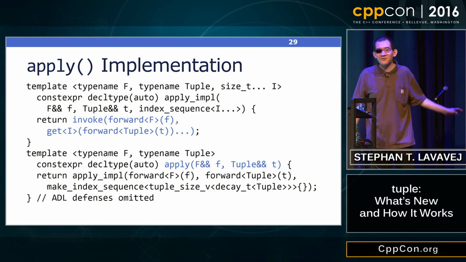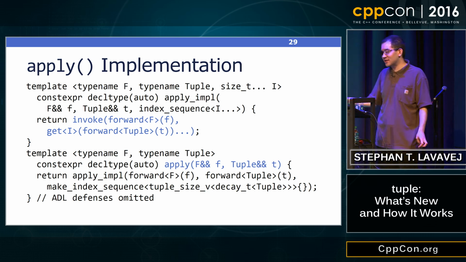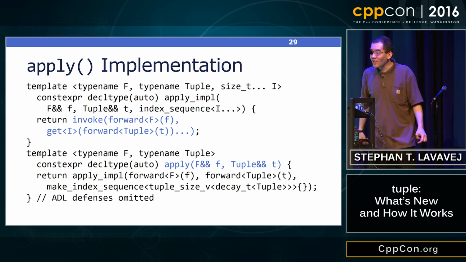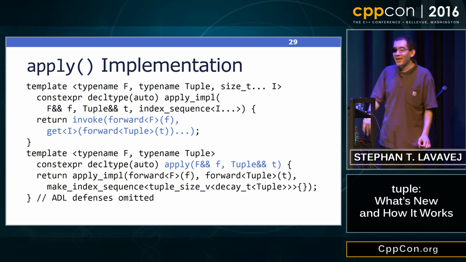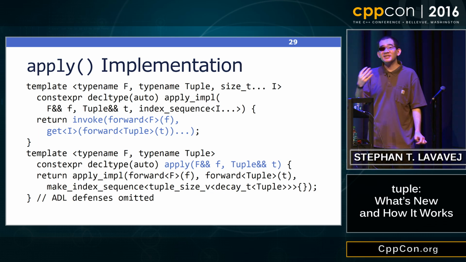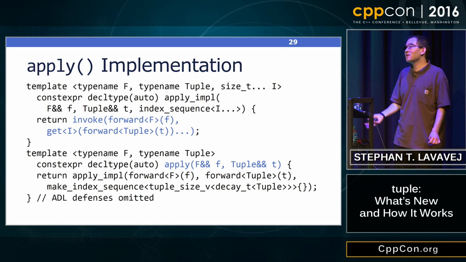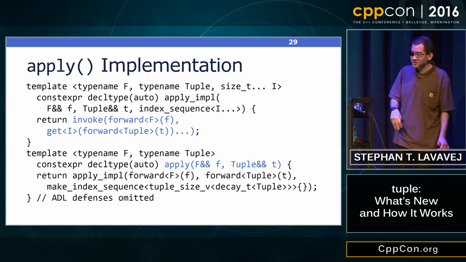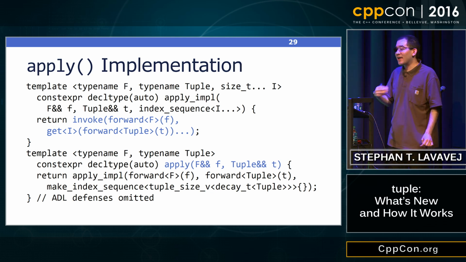So apply and make from tuple are so simple that I can just depict the implementation that is literally in the standard library. So apply takes some arbitrary callable object f and an arbitrary tupleoid. It could be a tuple, it could be a pair, it could be an array. And it forms an index sequence, and then it calls invoke, which you may have heard of from my previous presentation last year about functional, and it gives it the callable object and the unpacked members of the tuple.